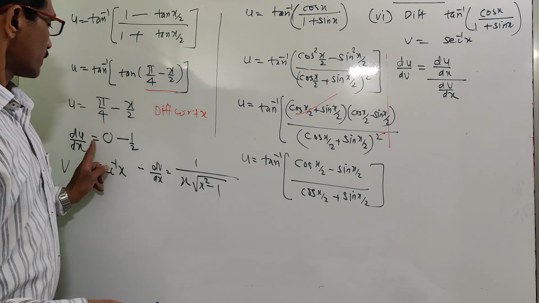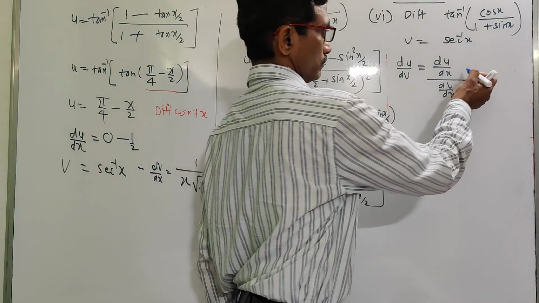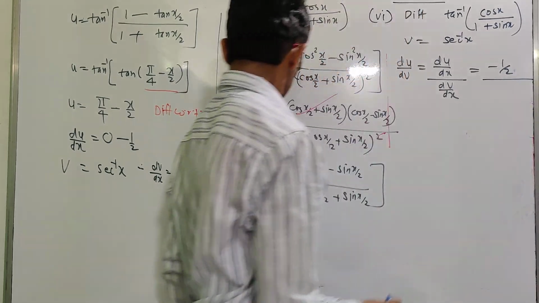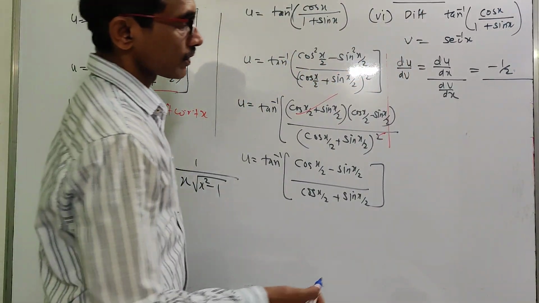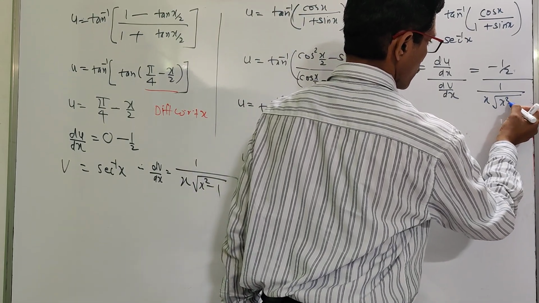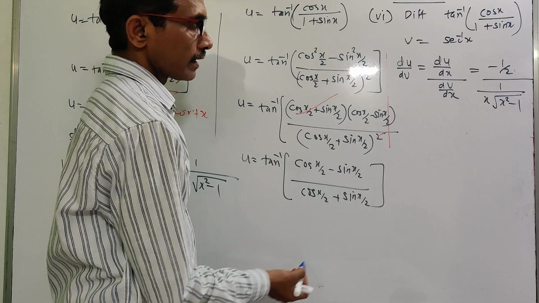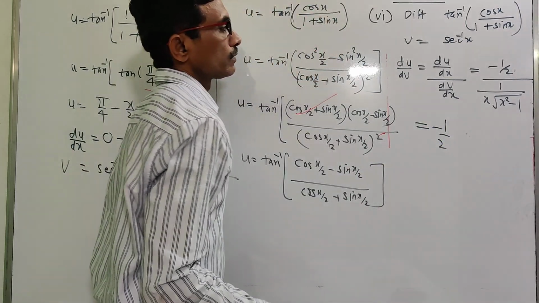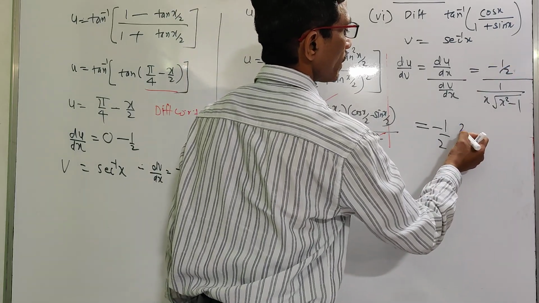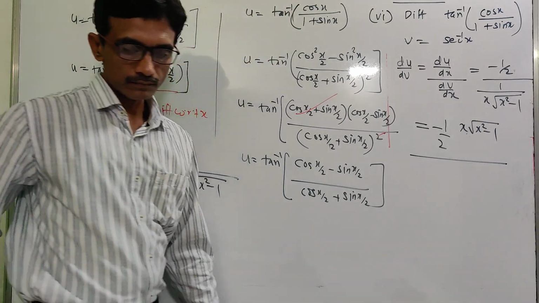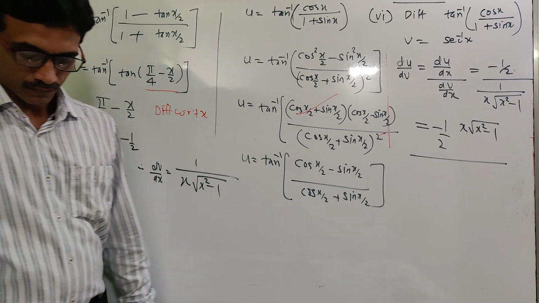du by dx is minus 1 upon 2, and dv by dx is 1 upon x root of x square minus 1. So rearranging the terms, it will be minus 1 upon 2 and the numerator will be root of x square minus 1. So it is the answer.